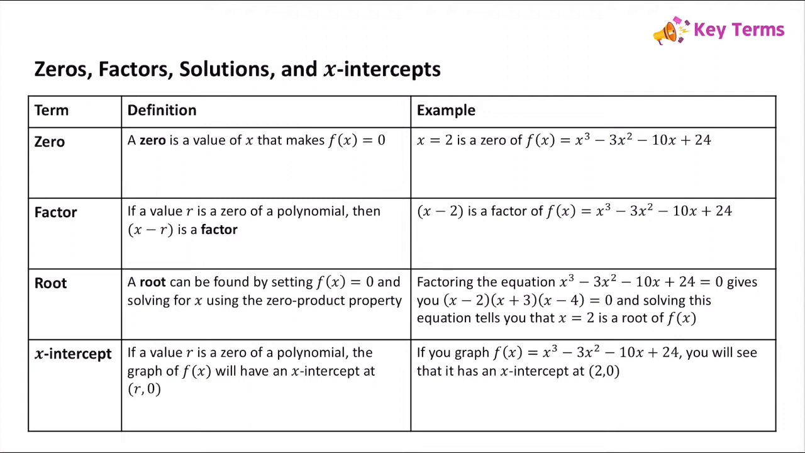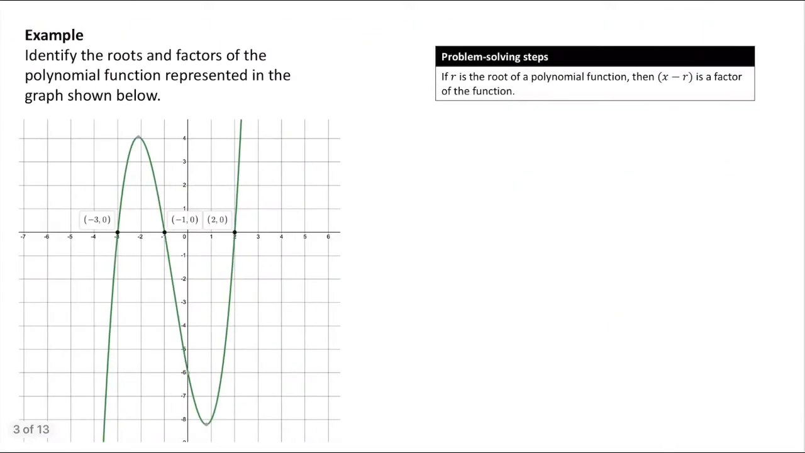Remember, this also ties into those x-intercepts, because if a value r is a 0, it's going to have an x-intercept at that x value, right? So if we graph this function f of x for that x equals 2 that we said was a 0 and a root, it will also have an x-intercept at 2, 0. So for example, if we have this graph, we can identify the roots and factors, right?